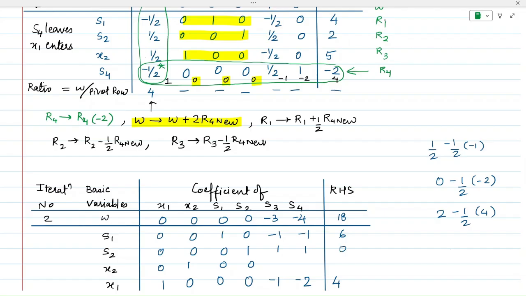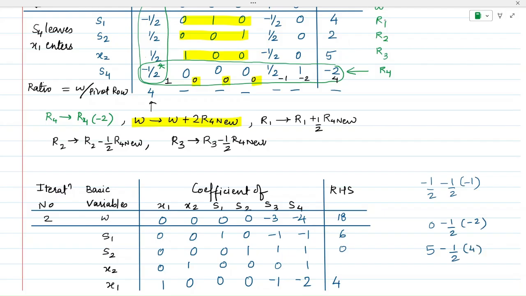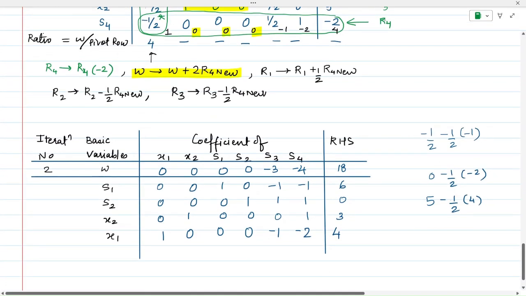Now the last row here, that's R3. I'll just erase these again. R3 becomes negative half again. So negative half into minus 1 gives me a 0. Then we have a 0 minus negative half into minus 2, which gives me a plus 1. And I have a 5 minus negative half into 4, which gives me a 3 here. Okay, so we got these values. Little patience is what you'll require.